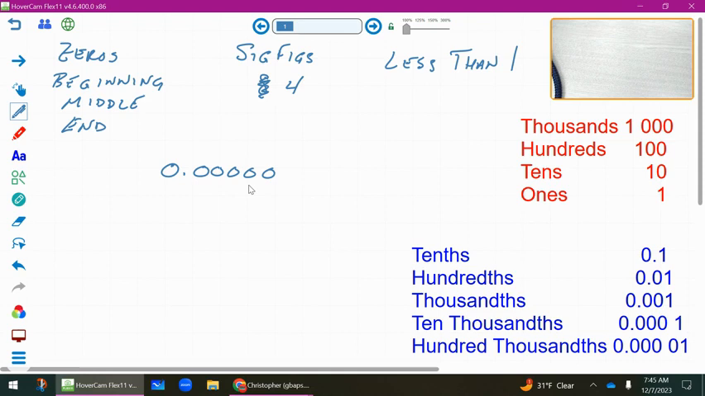So now I need to write 4 sig figs, and I still need a 0 in the middle. Could someone give me 4 sig figs that has a 0 in the middle of it? 3, 4, 0, 8. 3, 4, 0, 8. Okay, 4 sig figs that has a 0 in the middle of it, correct?